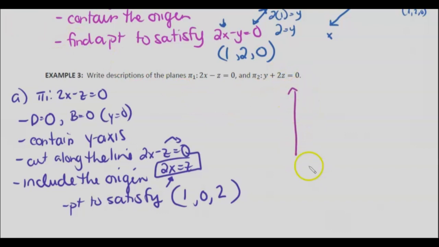So let's think about this. We're going to draw the x, y, and z axes. This time we are going to contain the y-axis, so we're going to contain this entire axis right here. We're also going to contain the origin. And now let's plot a point at 1, 0, 2. So this is x, y, z. We're going to go 1 in the x direction, 0 in the y direction, and 2 in the z direction. And we're going to plot a point where that is.